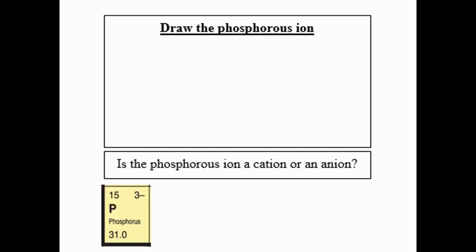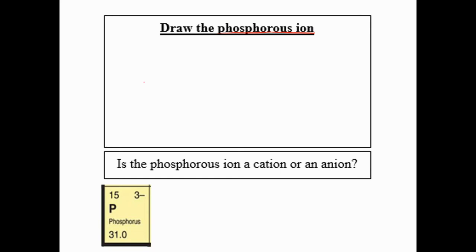You can pause the video and try this one out yourself. I'm going to do the Bohr-Rutherford diagram, and then I'll do the Lewis dot diagram. We're just going to do this for the ion specifically. I'll do the neutral one first, then I'll do the ion. And then we'll answer the question about whether this is a cation or an anion. Hopefully you can try to remember what the name of the phosphorus ion is once you figure out if you have a cation or anion.